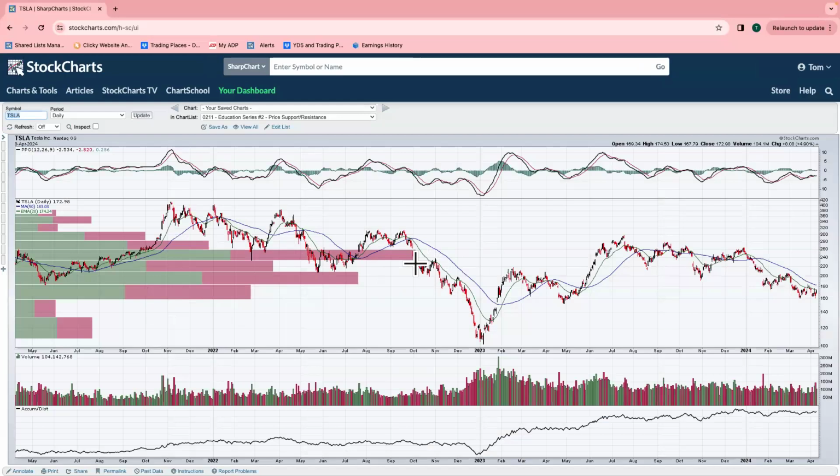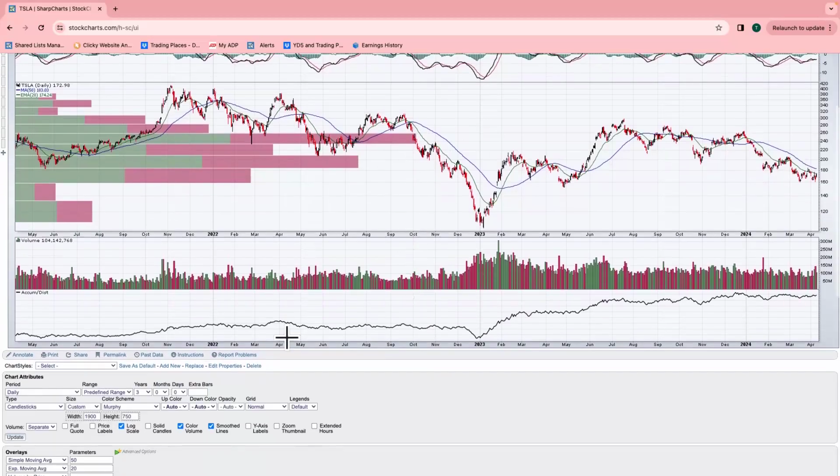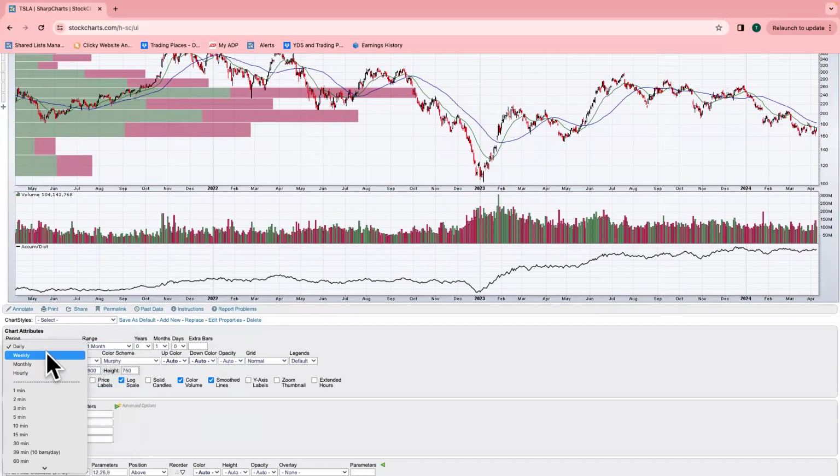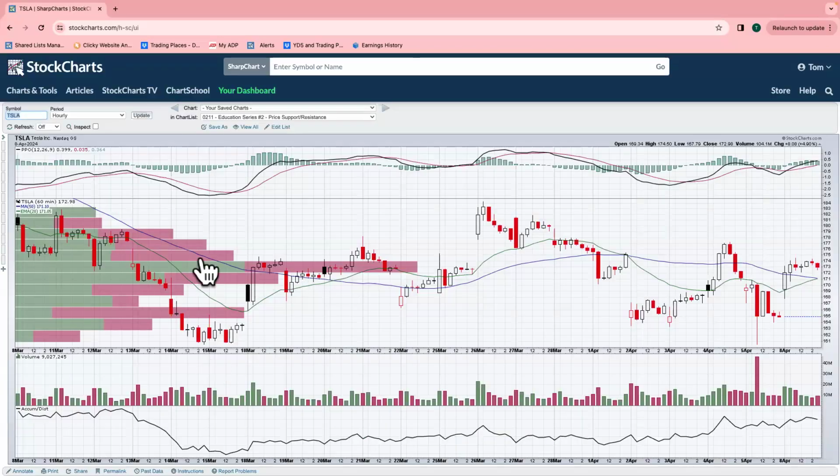If you're a day trader and you're looking at a 3-year chart to see where support is, I would scratch my head and ask you why you're doing that. Because you probably should be looking at a 1 month, hourly chart with this bar. And then it'll tell you a little bit more about the short term.